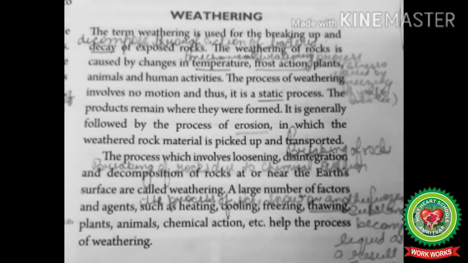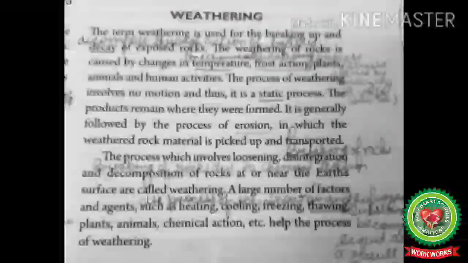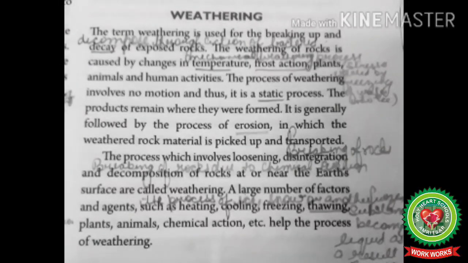The process of weathering involves no motion and thus it is a static process. It means it does not involve the transportation of material. The products remain where they were formed. It is generally followed by the process of erosion, meaning removal of top layer of soil by wind and water, in which the weathered rock material is picked up and transported.